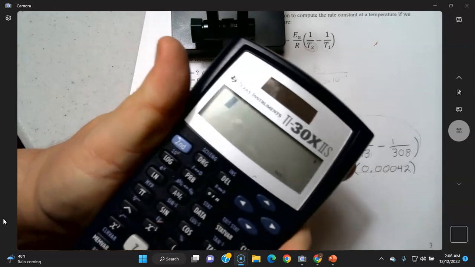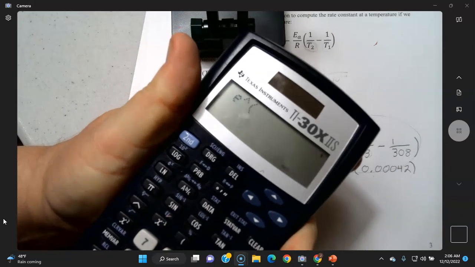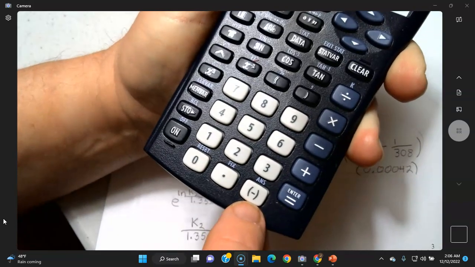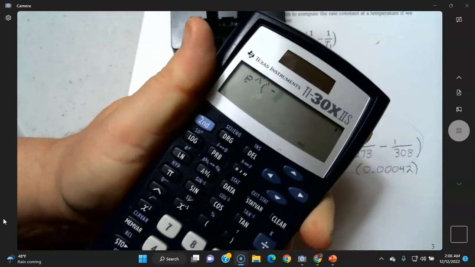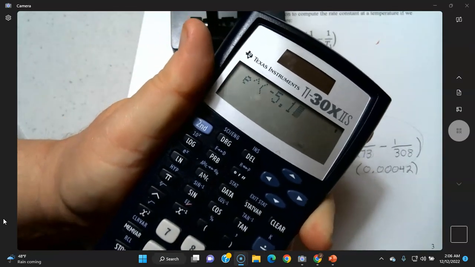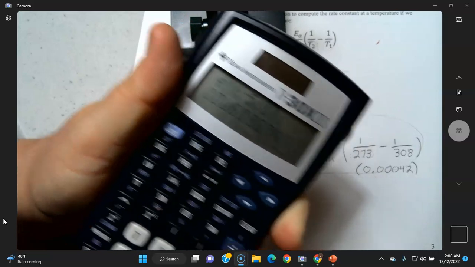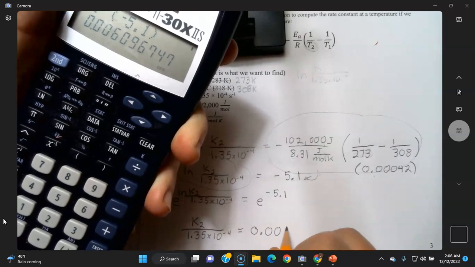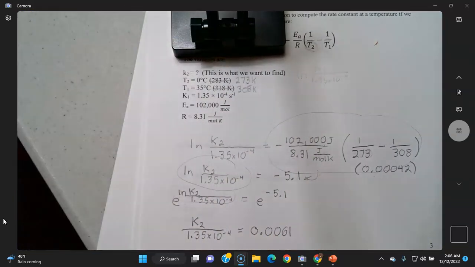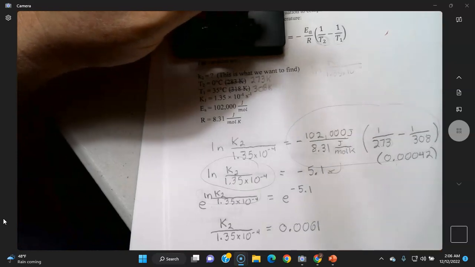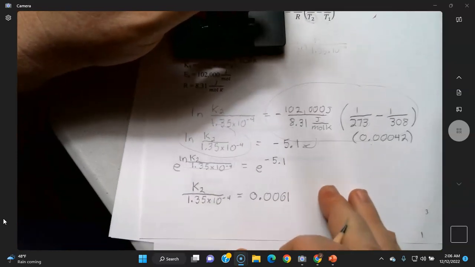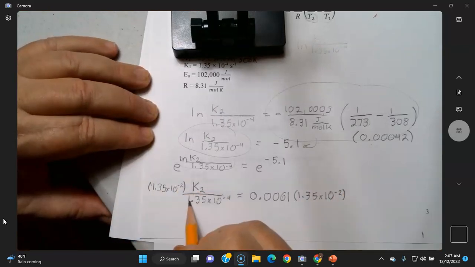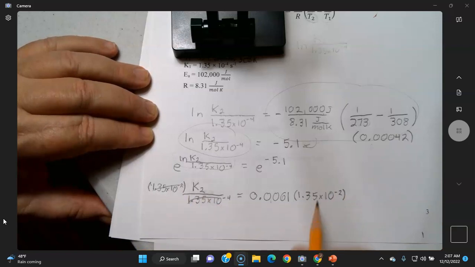I'm going to do that. So it's second ln gives you e raised to a power, and it's negative. Use this for your negative down here, not the minus sign. Okay, negative 5.1, close parenthesis, and you get this. I'm just rounding it right there. So now you're going to multiply both sides by this. This cancels, and now you have K2 equals this.